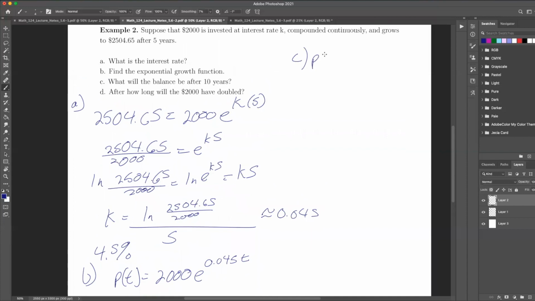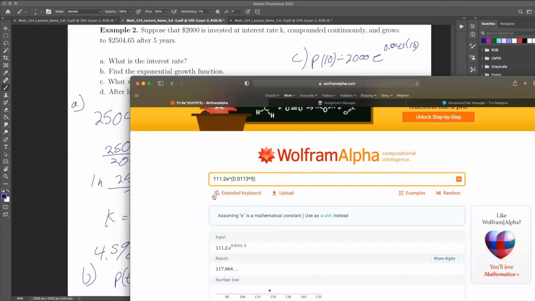So we'll have P of 10 is equal to 2,000 e to the 0.045, and then we're just going to times that by 10. We just crunch that through a calculator. I'm going to actually show you when we crunch in a number again. Let's show more number crunching.